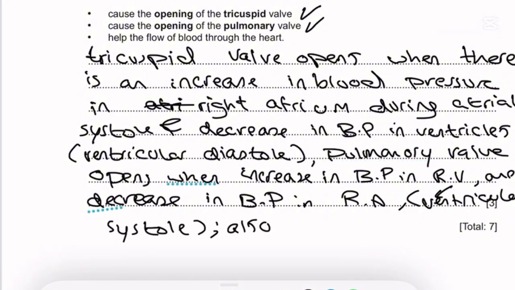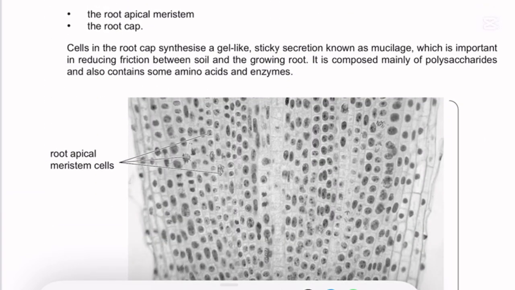Also, low blood pressure in pulmonary artery. Okay, now this moves me on to 2.1, a photomicrograph in a longitudinal section through a root tip.